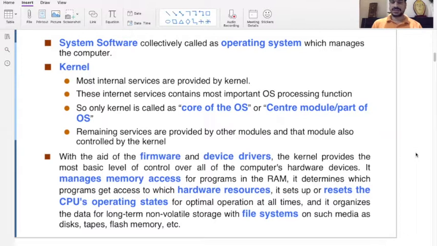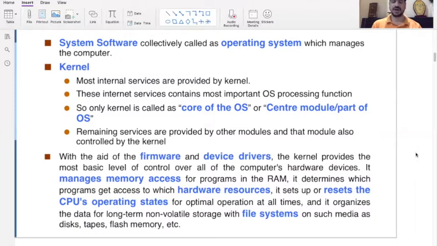This device driver is not part of the operating system, right? This device driver is an external software that we have installed. So this device driver is also providing services, internal services, because it is a hardware, and that could not be done by the kernel. But yes, the kernel will manage it.